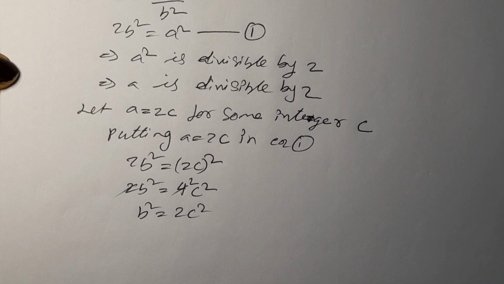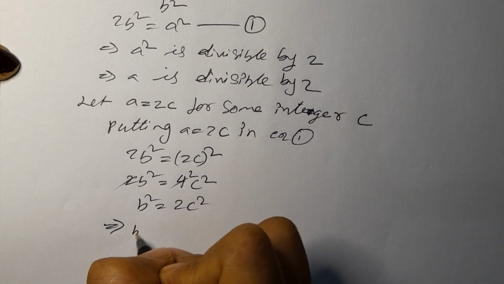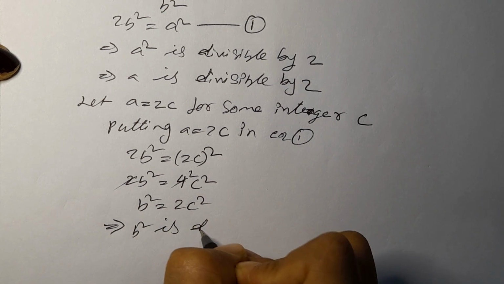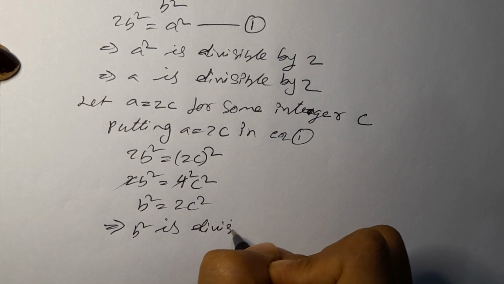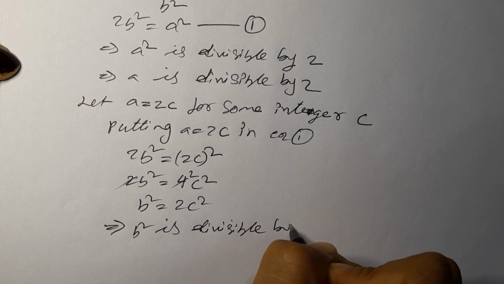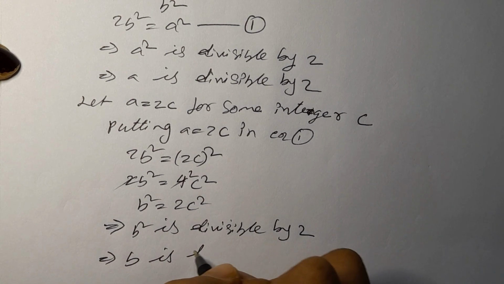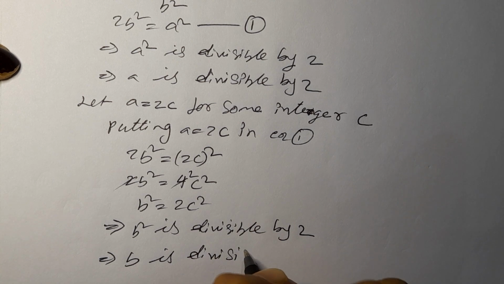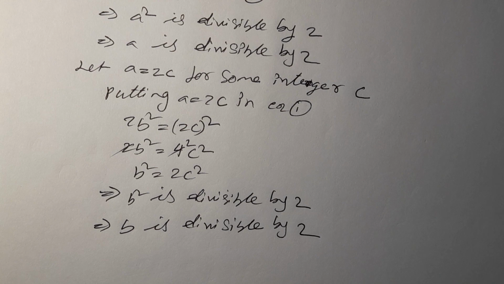Now therefore it implies b square is divisible by 2, which implies b is divisible by 2. So we got 2 is a common factor of both. We had considered 1 as the only common factor. So it comes to a contradiction.